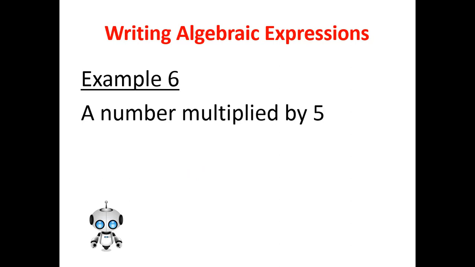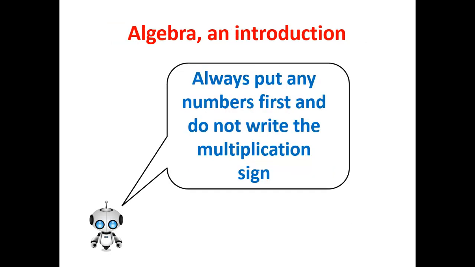Example 6, a number multiplied by 5. x multiplied by 5 is how we could write it, but in algebra we don't write it like this. We prefer to write it as 5x. We put the number first and we do not use a multiplication sign in algebra. So always put any numbers first and do not write the multiplication sign.